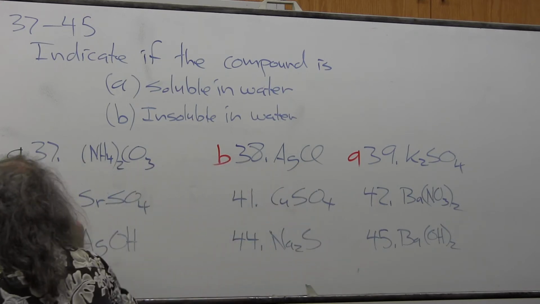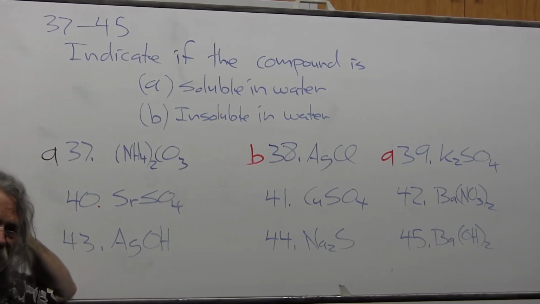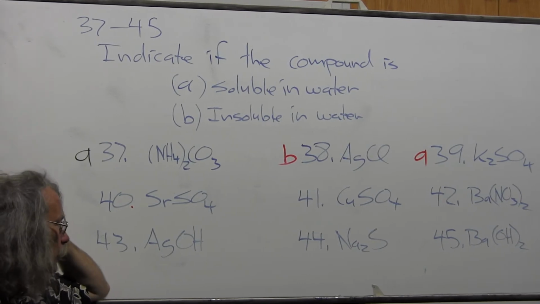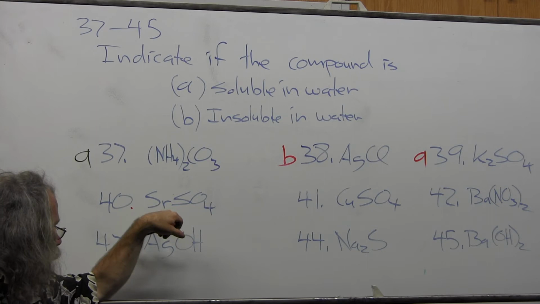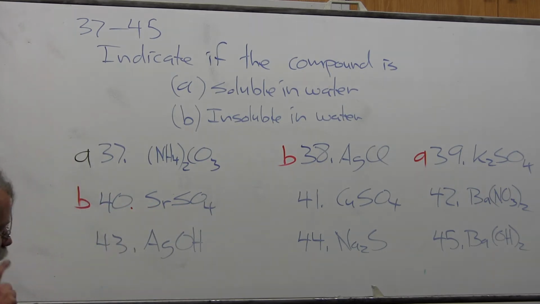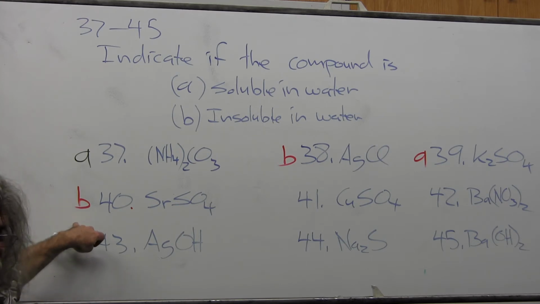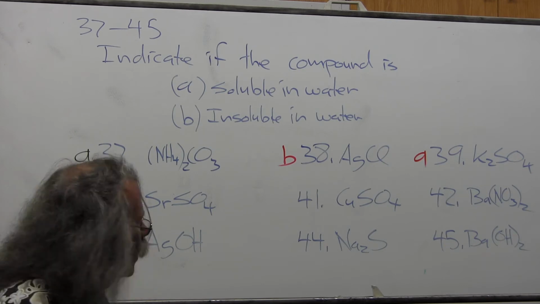Now, number 40, strontium sulfate. I don't have a hard, fast rule for strontium, but I have a rule for sulfate. Sulfates are usually soluble, the exceptions being calcium, strontium, and barium, which are insoluble. In this case, strontium is one of them, so it's in the exception column. This is going to be insoluble. That's option B. So write a B in the bubble on the Scantron, put a B, a hard copy on the test.